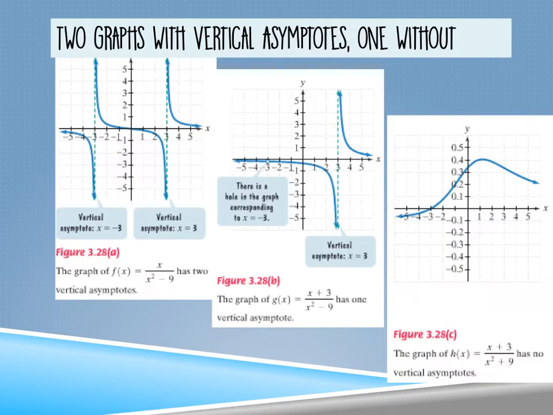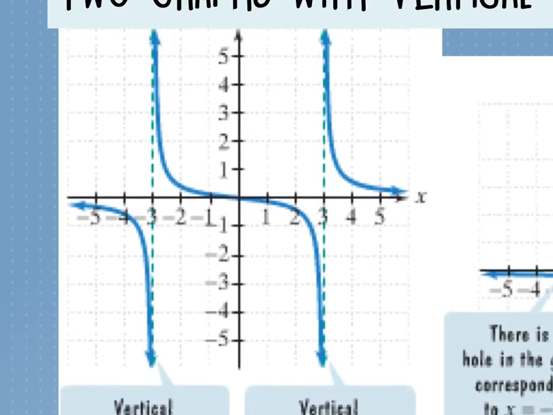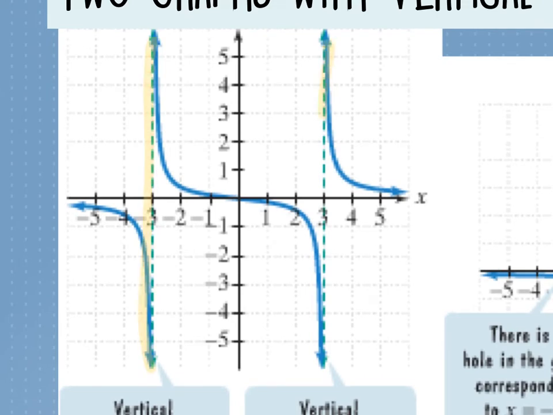This is what they could look like. So here are 2 graphs with vertical asymptotes, one with 1 and one with none. Here's an example of what it could look like. You could have 2 vertical asymptotes here. You could have the curves here, here, and here, or you could have the flip of this. And I'm going to teach you how to find all those curves, okay?